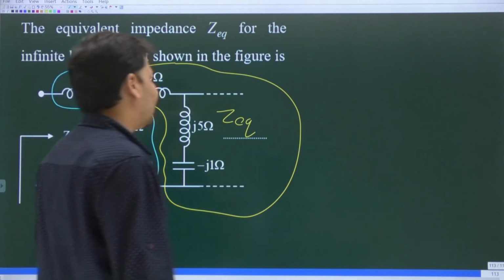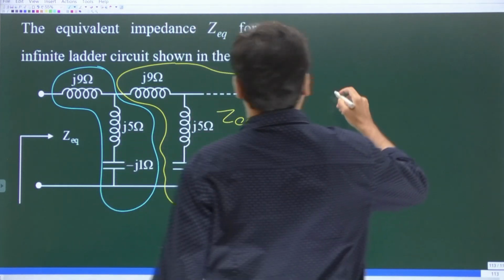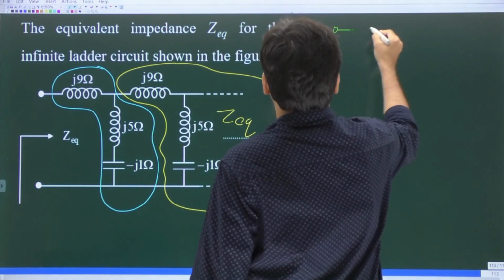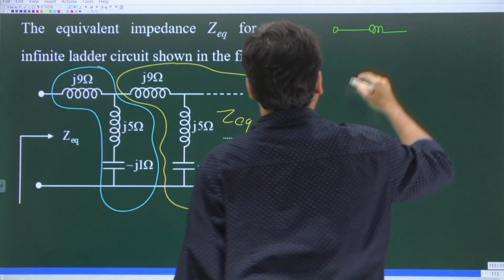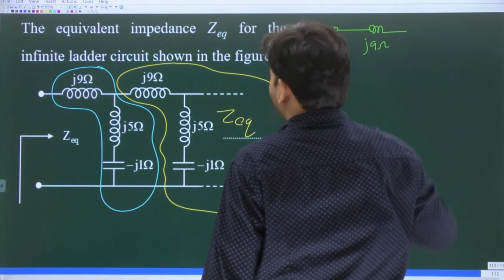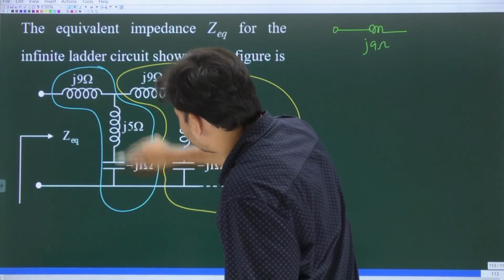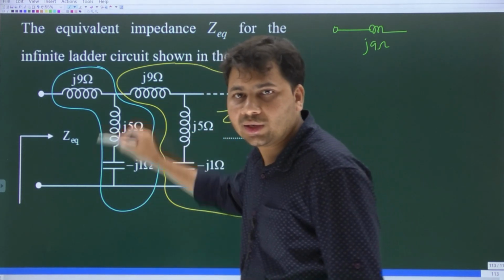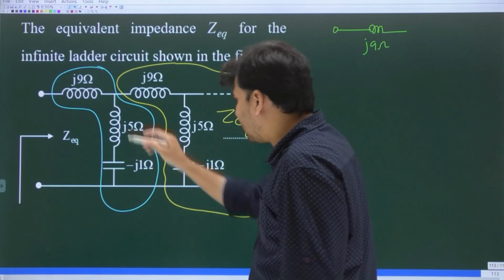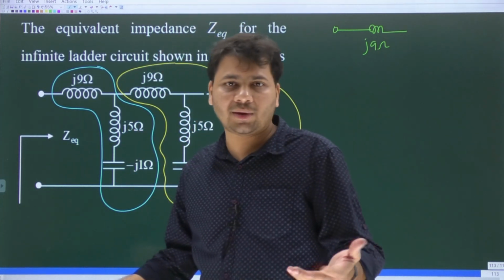Z equivalent. So the original network can be redrawn like this. Look at this. First we have the first section, which contains an inductor J9. If you look at this branch, J5 in series with minus J. What is the net impedance of this branch? J5 minus J. Just add the impedances.